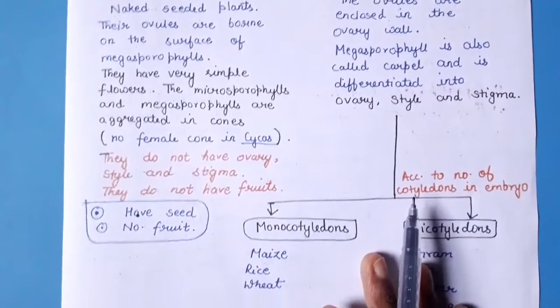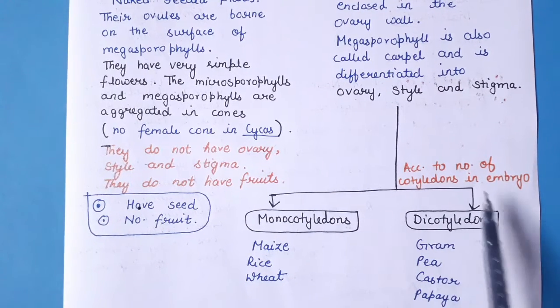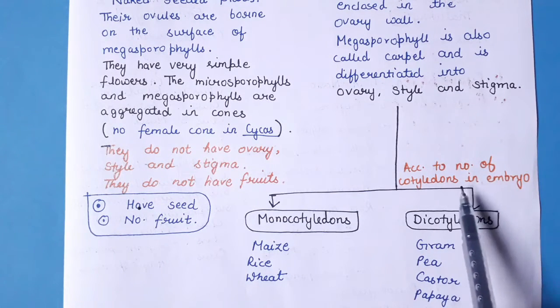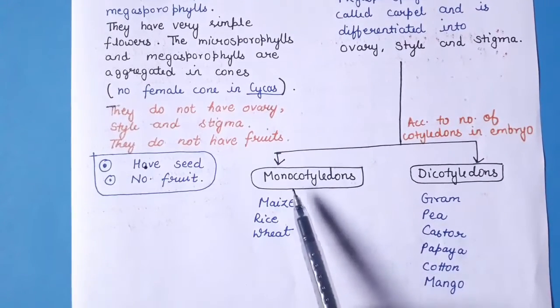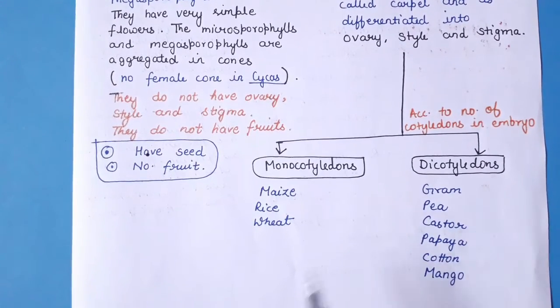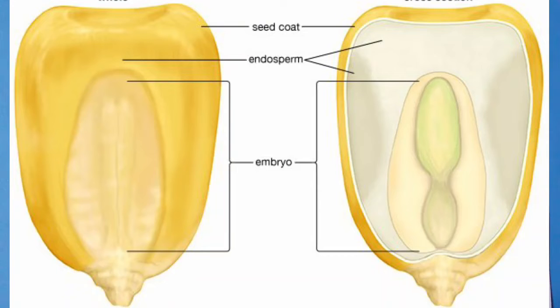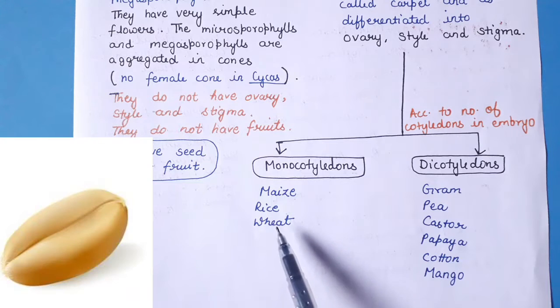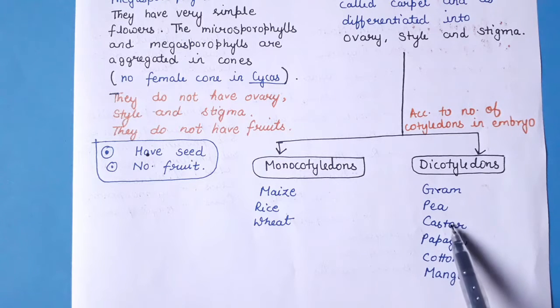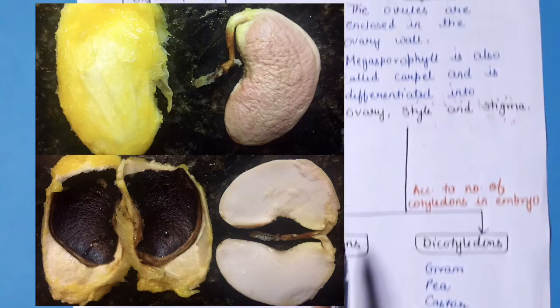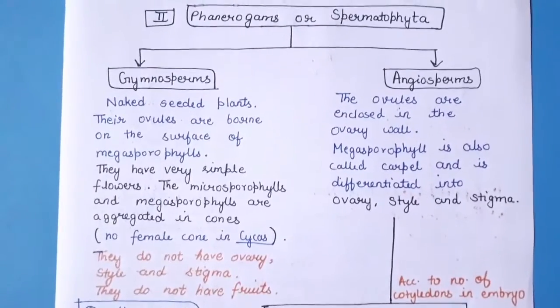Angiosperms can be further divided into two types on the basis of the number of cotyledons present in the embryo. These can be classified as monocotyledons and dicotyledons. Monocotyledons include maize, rice and wheat, and dicotyledons include gram, pea, castor, papaya, cotton and mango. So that is all about the classification of plants.